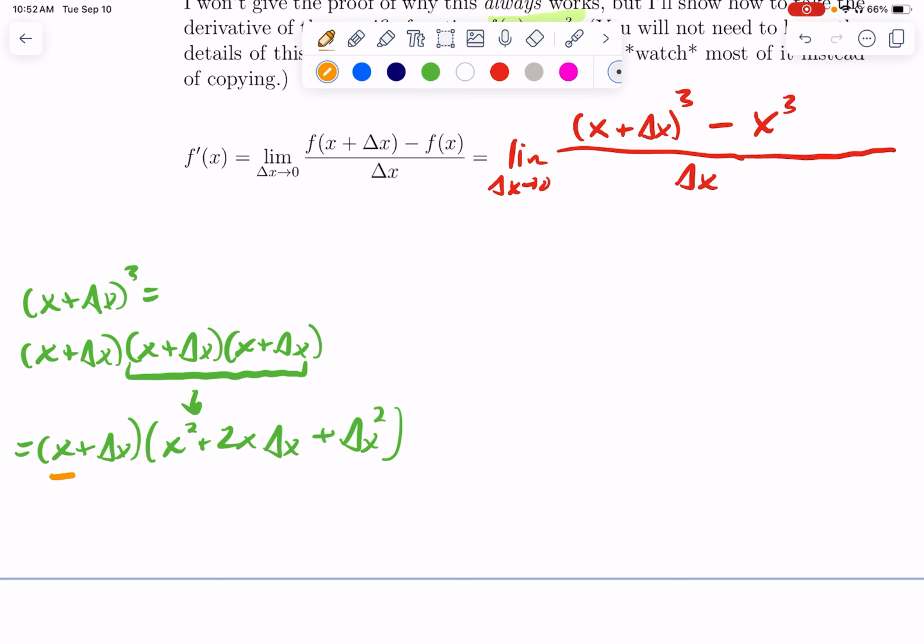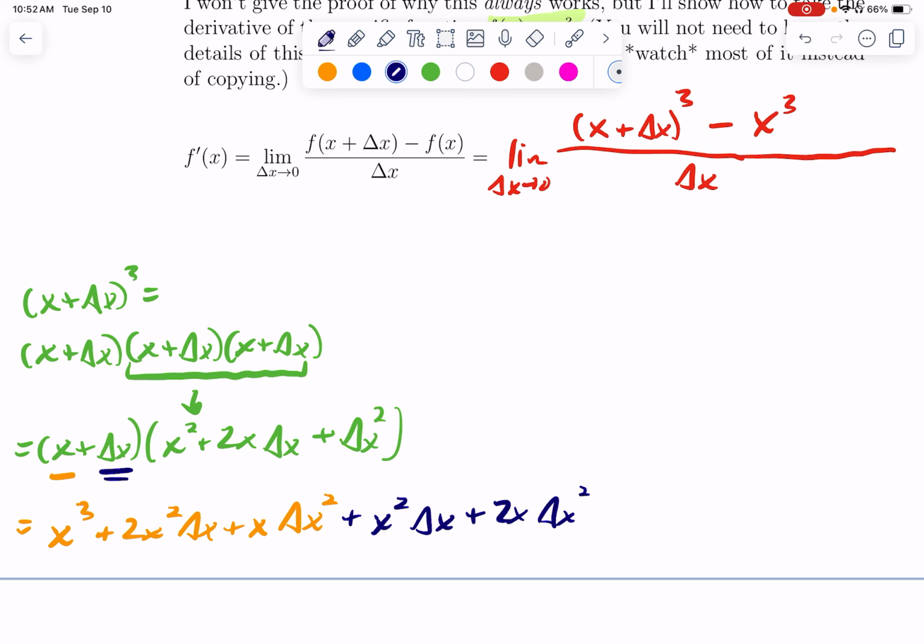Now I'm going to have to use the distributive law. So first I'll take x times all of these things. And I would have x to the third plus 2x squared delta x plus x delta x squared. Then I would take delta x times all of these things. And I would get x squared delta x plus 2x delta x squared. I hope you're not copying all of this. Plus delta x cubed. And if I group my like terms, there's x to the third. Here I'll notice I have 2x squared delta x and here is one copy of x squared delta x, so that makes 3 of them total.